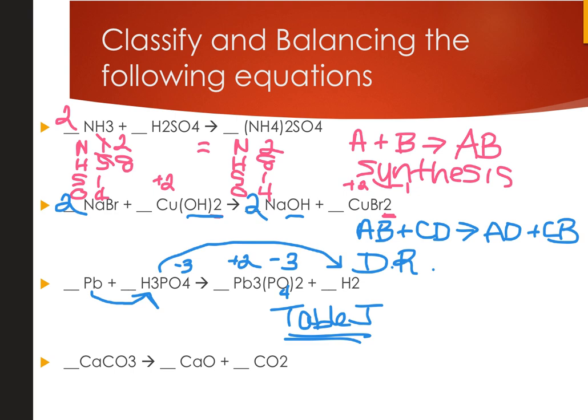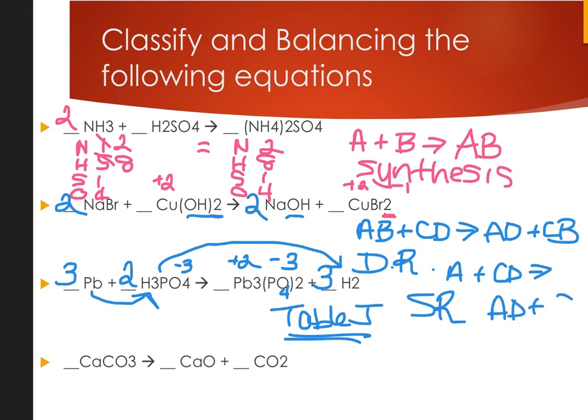All right, let's see if it's balanced. I have 2 PO4s on the right, so I need 2 on the left. That now gave me 6 H's, so I have to put a 3 here. And I have 3 Pbs, so I have to put a 3 here. And we said that this was single replacement. So this has the format of A plus CD yields AD plus C.